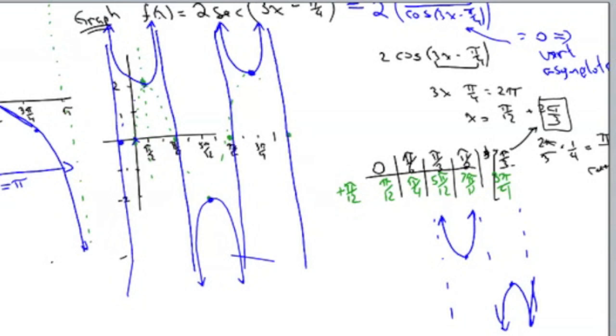What if it's a negative? It just flips it upside down. The top ones go down and the bottom ones go up. But it follows the cosine graph perfectly.